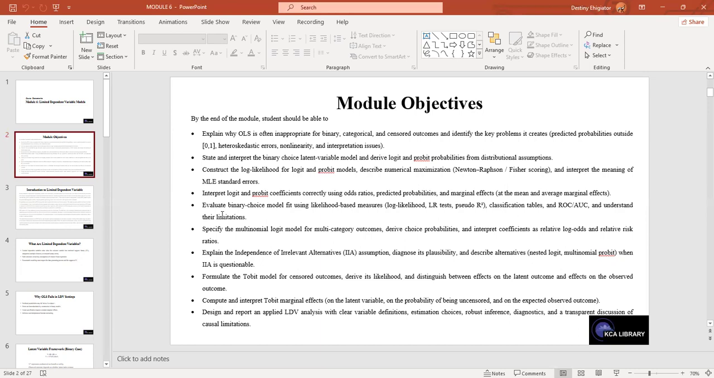Students should be able to evaluate binary choice models using likelihood-based measures. Students should be able to specify the multinomial logit model for multi-category outcomes. Students should be able to explain the independence of irrelevant alternatives assumption. Students should be able to formulate the Tobit model for censored outcomes, derive its likelihood, and distinguish between effects on the latent and observed outcomes. Students should be able to compute and interpret the Tobit marginal effect. Students should be able to design and report an applied LDV analysis with clear variable definitions.